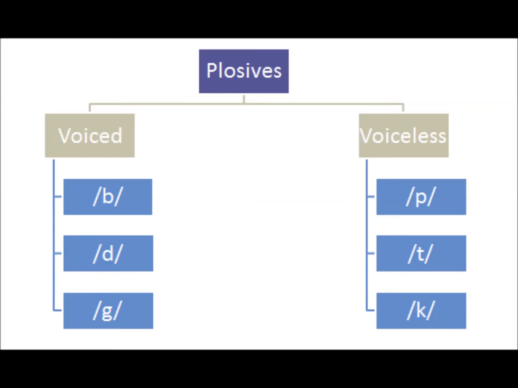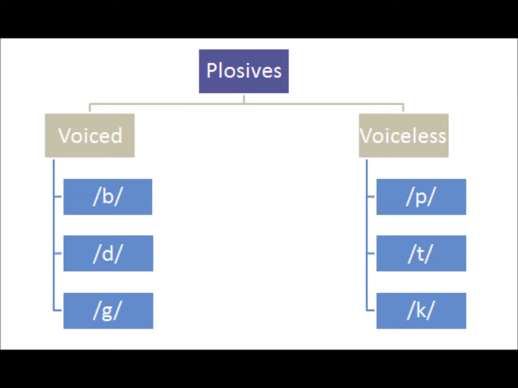Repeat after me. P, p, b, b, t, t, d, d, k, k, g, g. Good job. Now the plosives, much like the rest of the sound families, are divided by voicing.